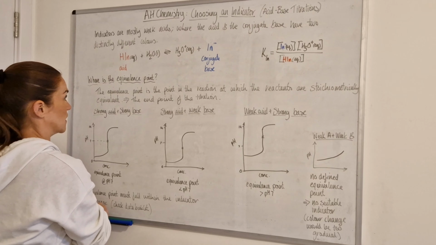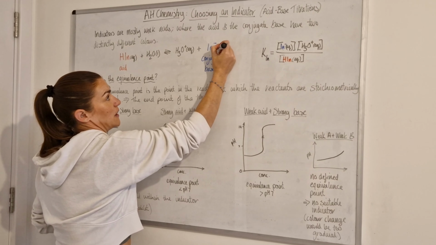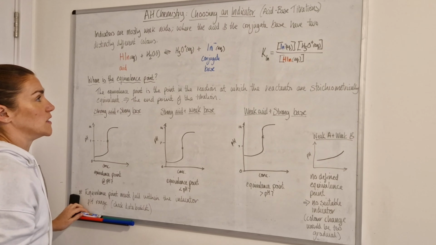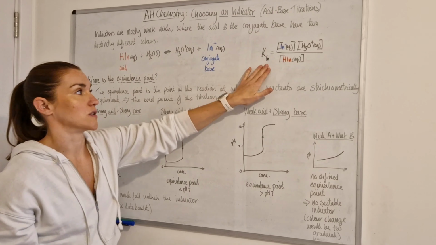Sorry, I've just realised I missed a state symbol here. Products over reactants, and again water is omitted because it's a pure liquid, so it doesn't appear in the equilibrium expression. But in terms of how the colour appears, it's just based on your knowledge of equilibrium.